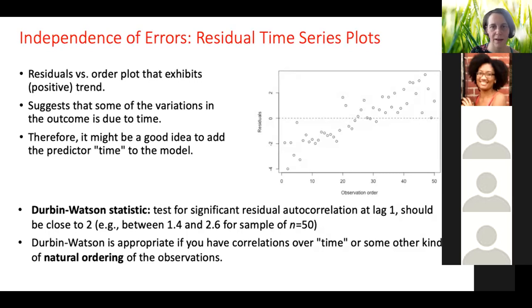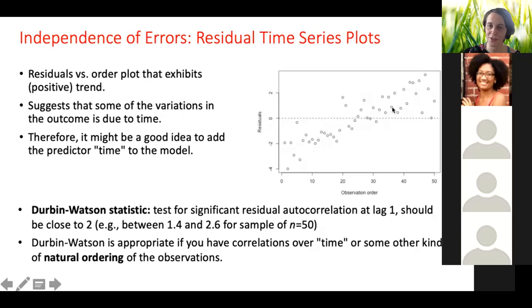So you can also have a residual plot. If you try to find some order effects, for example, if you plot your residuals over time, like the observation order, the order in which the data were collected, you can also see a positive trend here, right? It looks like a linear function, the residuals versus time. That means there's some variation in the outcome due to time, and in this case, it might be good to simply include time as an additional predictor in your model.